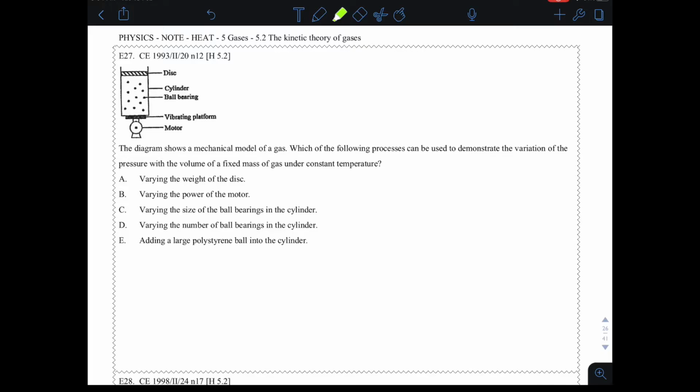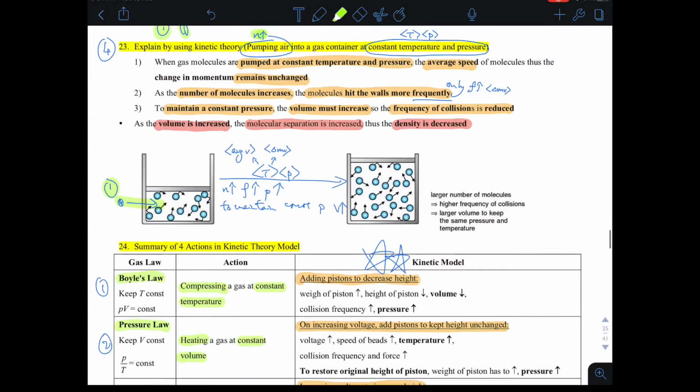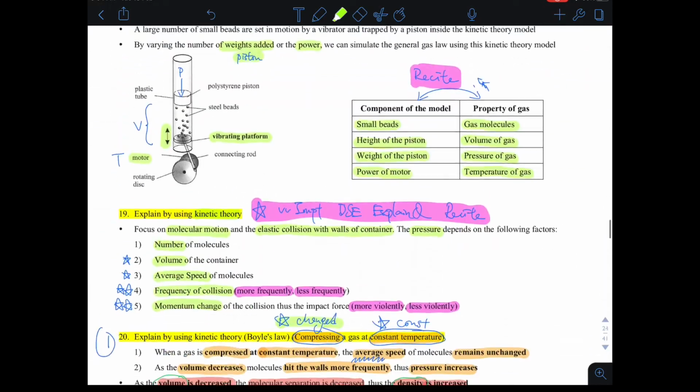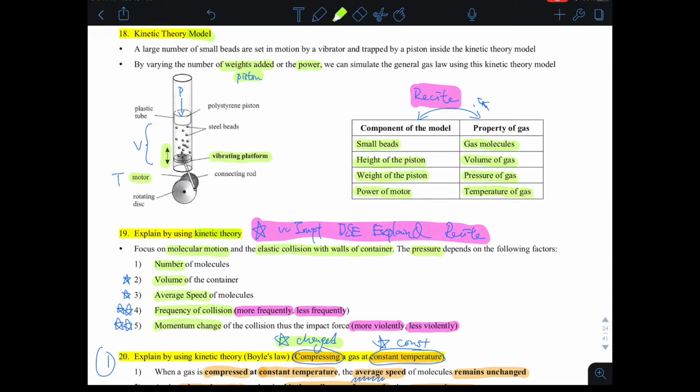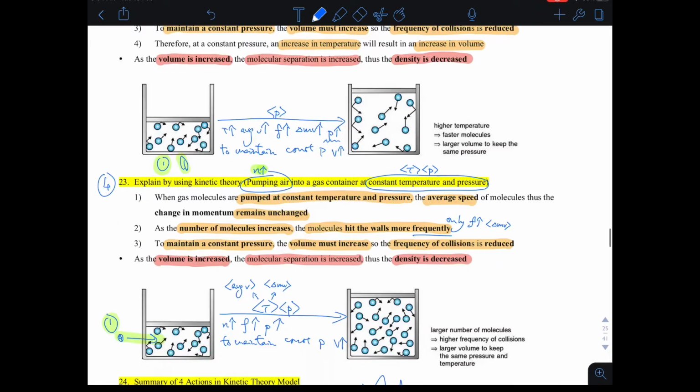You really have to understand what is representing the different parts of the property of gas. Then we focus on this table here.